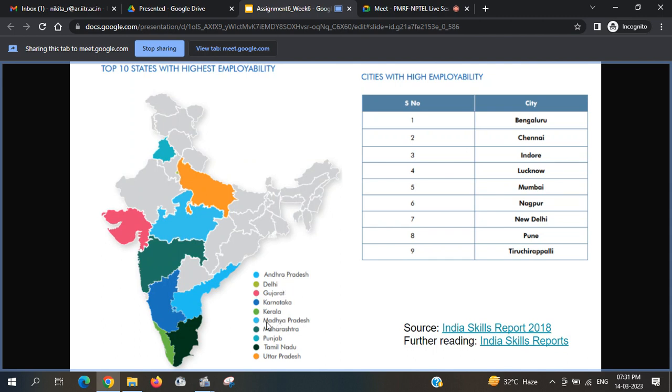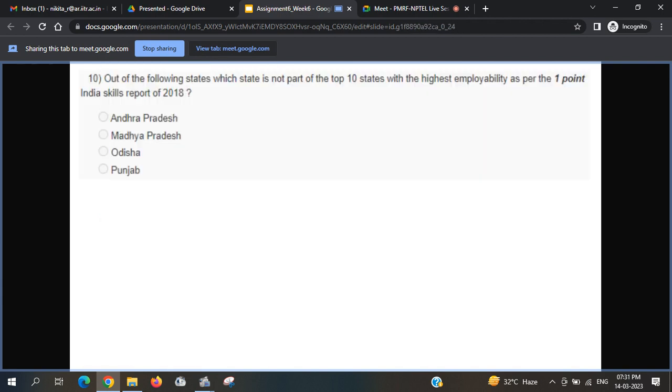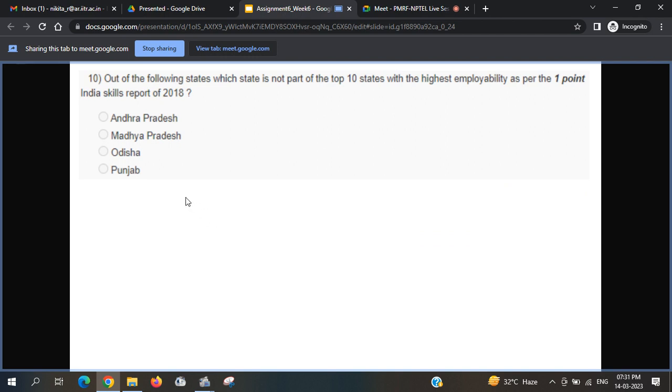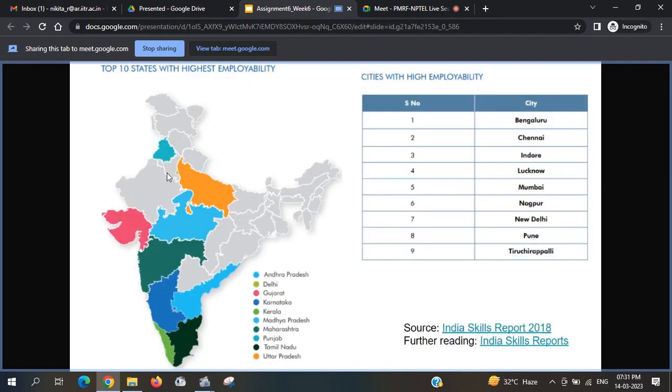Then Madhya Pradesh. Madhya Pradesh is also a state among the top 10 highest employability states. Then let's see Punjab. Even Punjab is a state which lies among the top 10 states with highest employability. And then let's see Odisha. So Odisha is not a state which comes under the top 10 highest employability states.